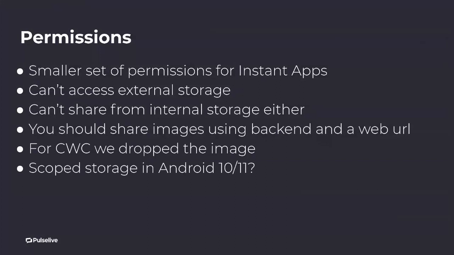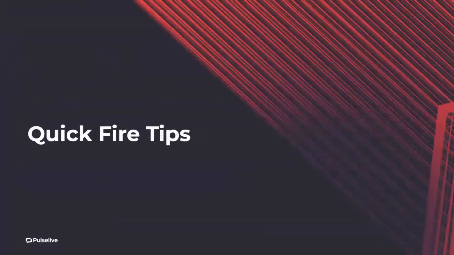One thing you may want to check out is the changes in scoped storage on Android 10 and 11. It's not something we've played with, but it might help you out, and you may be able to share an image that's stored in external storage through an instant app. I'm not sure. So if you want to do something like this, then you have to go read up on the scoped storage changes. I'm going to finish with some quick fire tips.